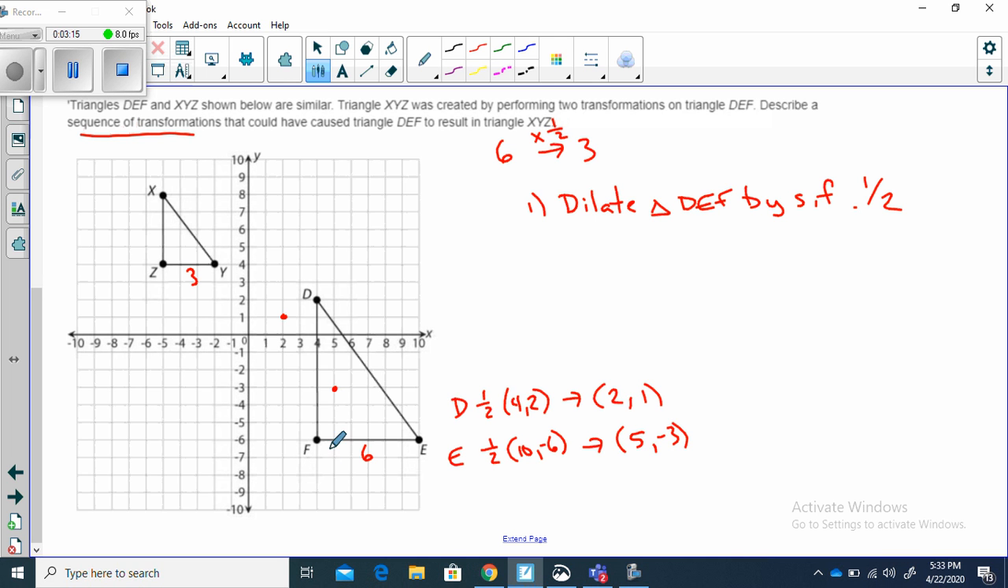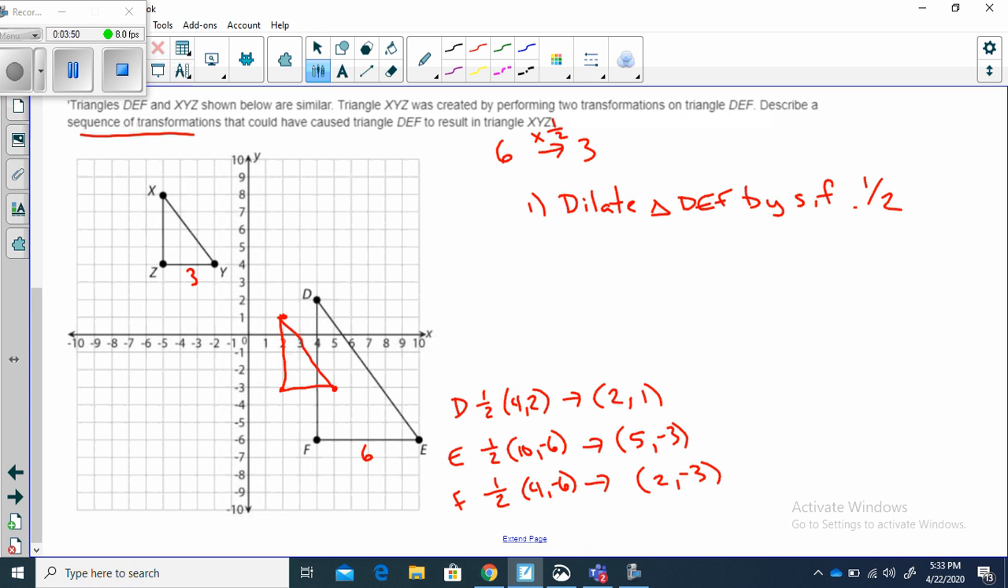Now let's try F. F is at (4, -6). If I dilate that by a scale factor of 1/2, 1/2 of 4 is 2, 1/2 of -6 is -3. So (2, -3). Okay, here's my triangle now. I can tell they're the same size, but I need to move this one up there to that one.